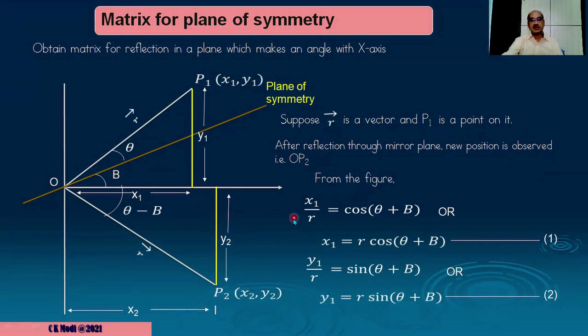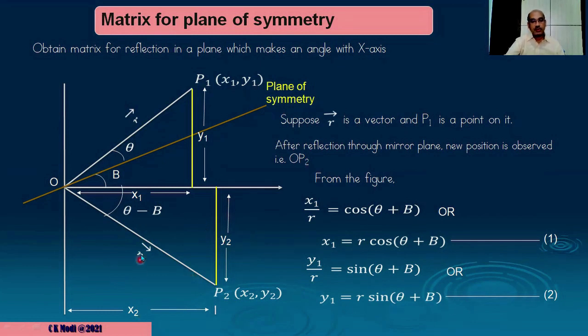Now in the same way, using simple trigonometry relations, what is the value of x1 upon r? So x1 upon r is cos(theta plus b), therefore x1 is equal to r cos(theta plus b). In the same way, what is the value of y1 upon r? So y1 upon r is equal to sin(theta plus b), therefore y1 is equal to r sin(theta plus b). This is the first triangle and this is the second triangle. Now we focus on the second triangle.